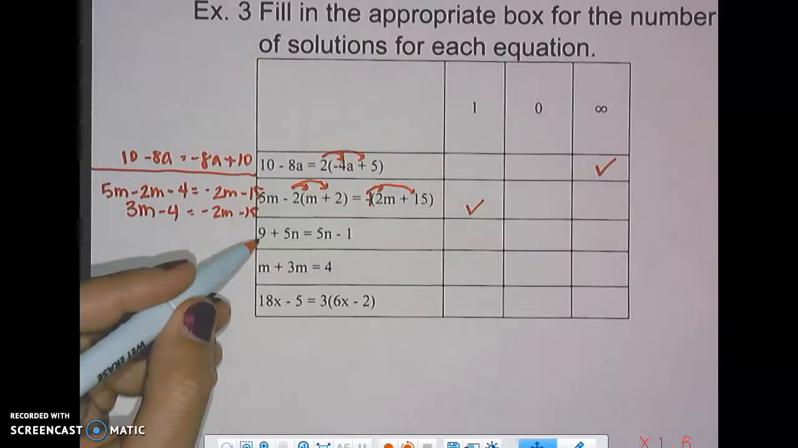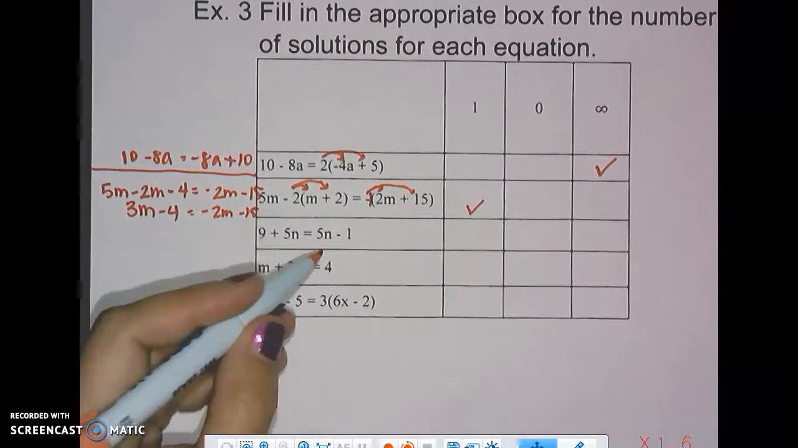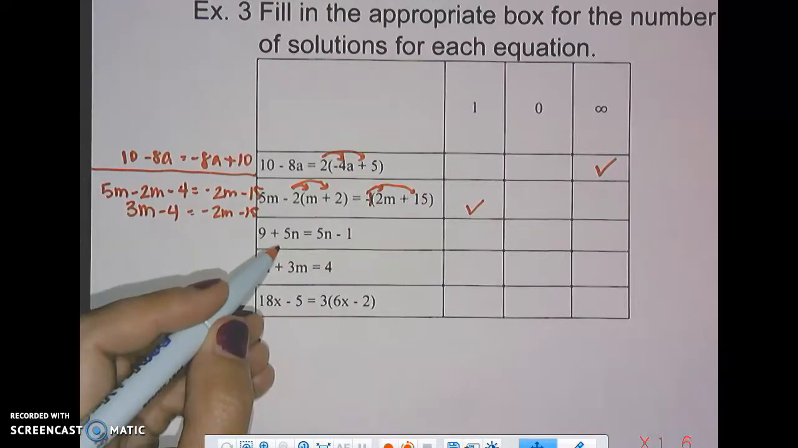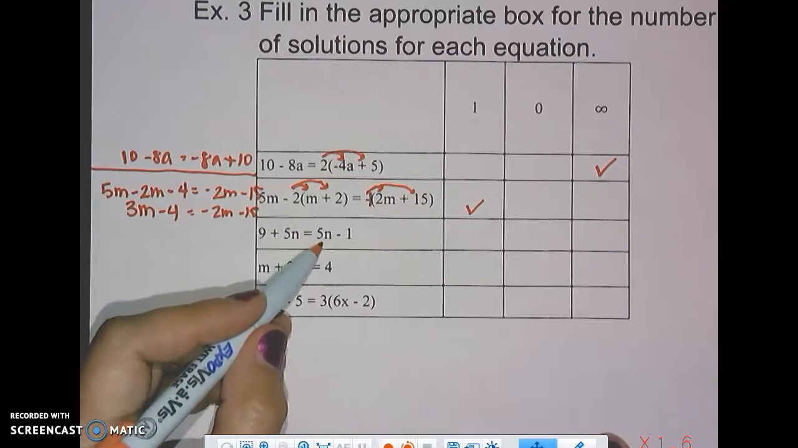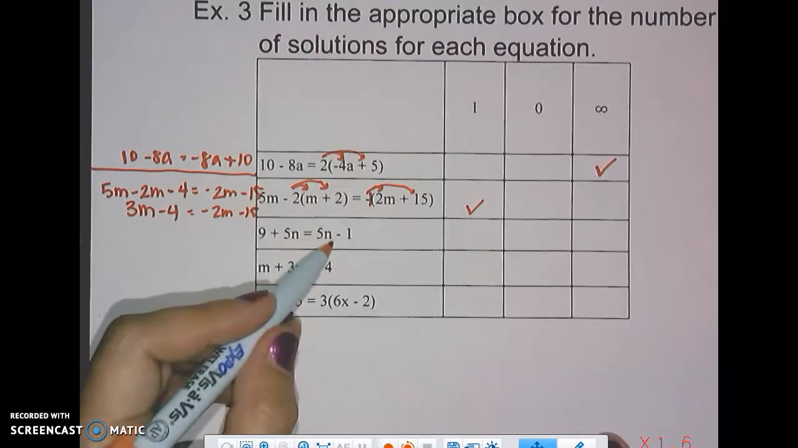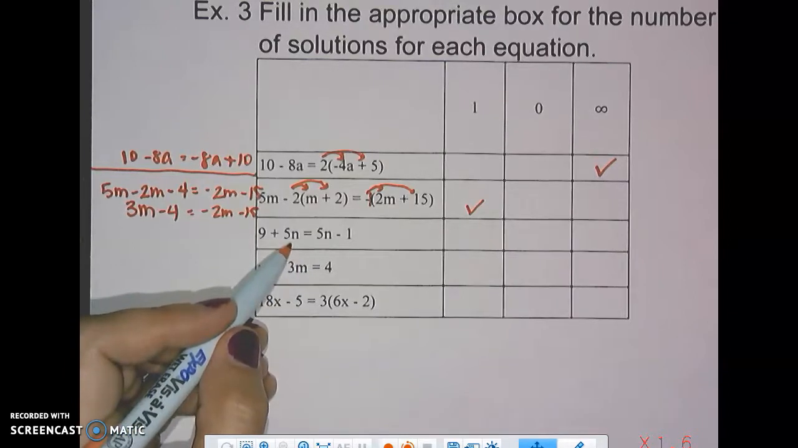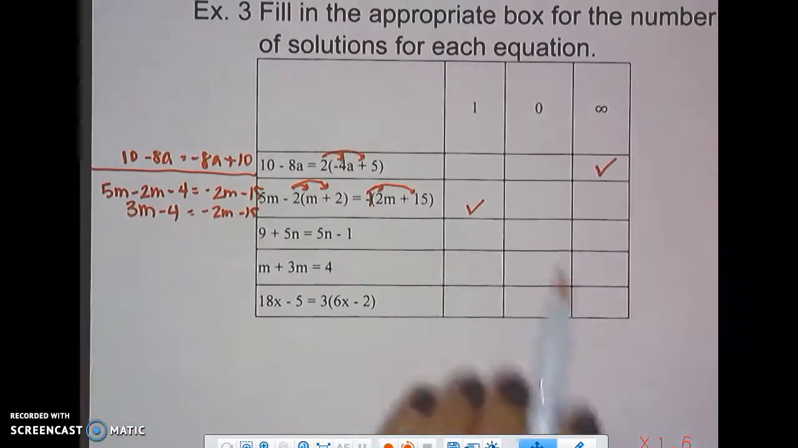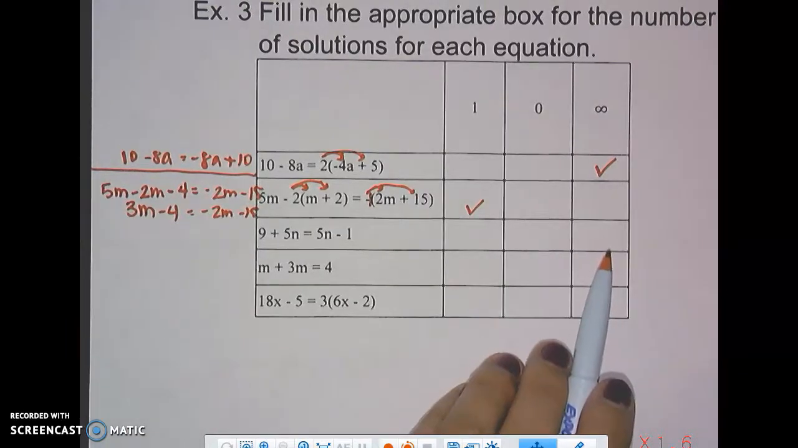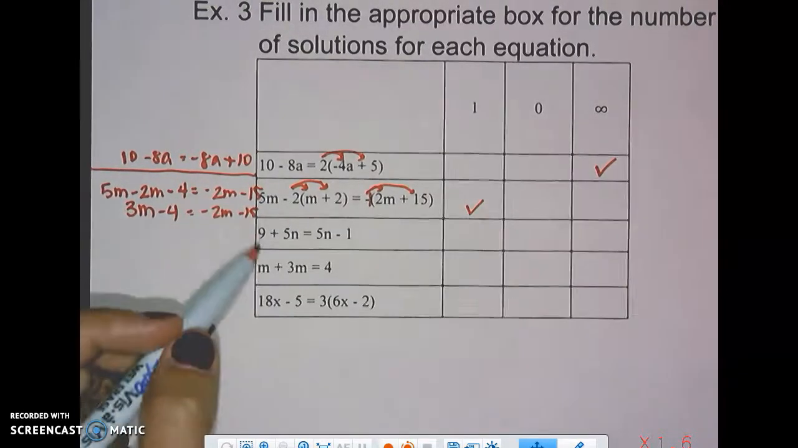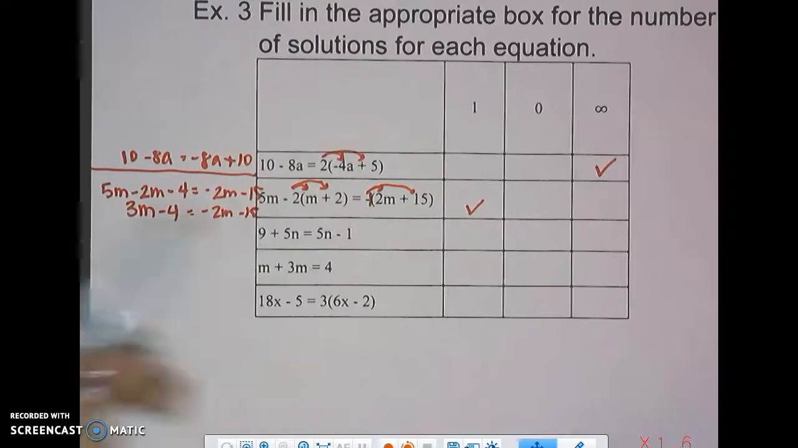All right, we have 9 plus 5n equals 5n minus 1. So there's nothing really to do there except just look at them closer. First, let's look at the coefficients. The coefficients are the same. Well, if they're the same, that means we're in either no solution or infinite solutions. So now we've got to look at the constants, 9 and negative 1. Are those the same? No, they're not. Since they're not the same, that means we would end up with no solution.